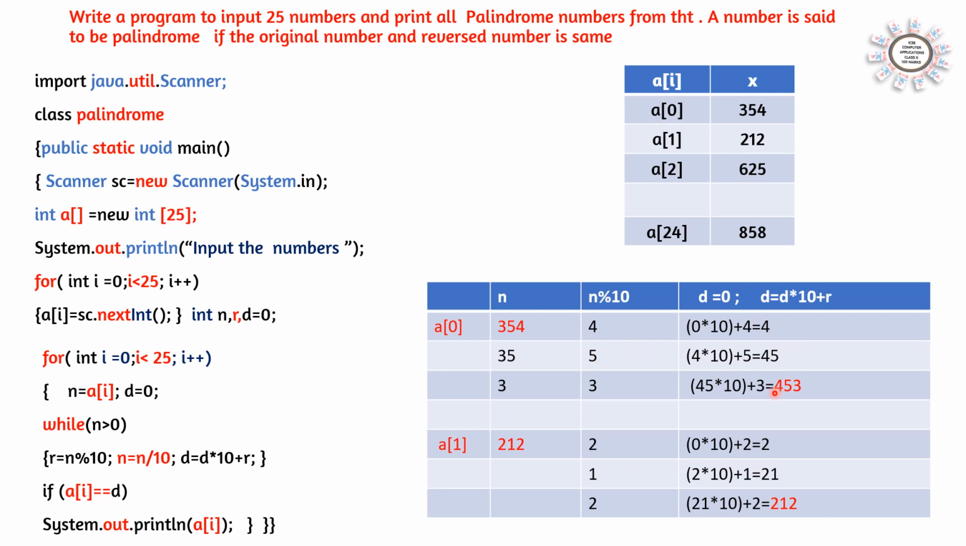And here we are saying d is equal to d into 10 plus r. And then check if a of i is equal to d. If the number is same, a of i is 354. If both the numbers are same, print the number. In the first case, it is not same, so number will not be printed. But when we come to a1, it is 212. When you reverse it, the same number will come. So that number will be printed. So only those numbers will be printed which are palindrome.